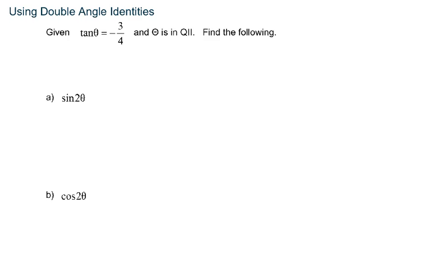Welcome back. So now that we know our double angle identities, we're going to use some double angle identities given some vague knowledge. It doesn't seem like we have enough information here because this is kind of a conceptual problem, but we are given tangent of theta equals -3/4, and we don't know what theta is, but we do know that theta is in quadrant 2.